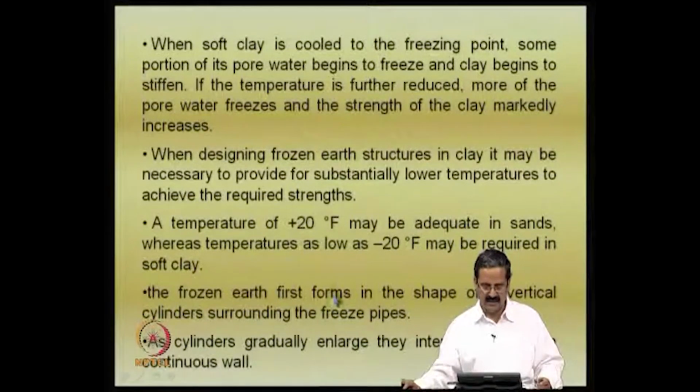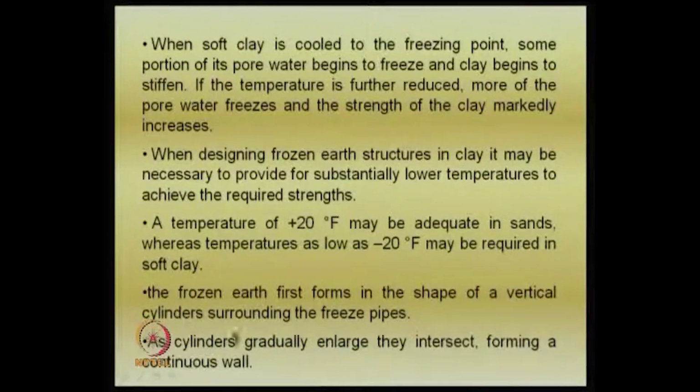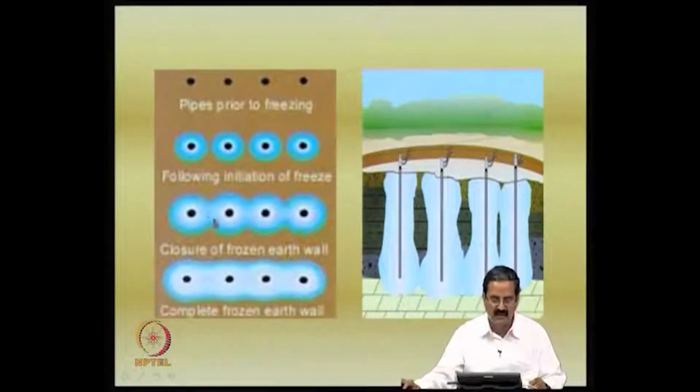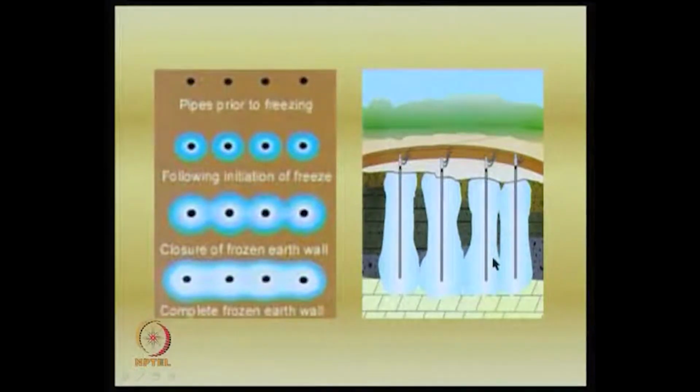The frozen earth first forms the shape of a vertical cylinder surrounding the freeze pipes. As the cylinders gradually enlarge, they intersect, forming a continuous wall. Here you have the pipes prior to freezing, that zone is getting developed, and then the initiation of the freeze. Once it forms like this, you can see that it completely forms like this. So, a complete frozen earth wall is formed. You can see at the top these are the bulbs of frozen material, which is quite useful.